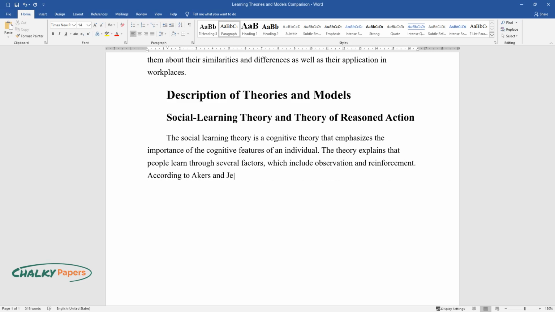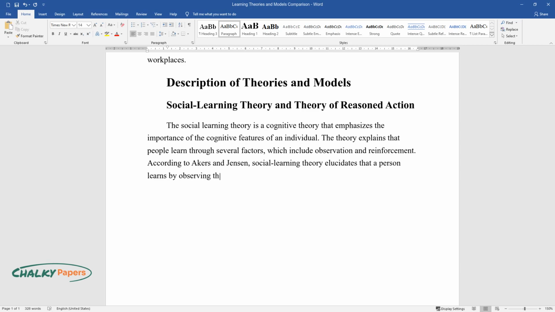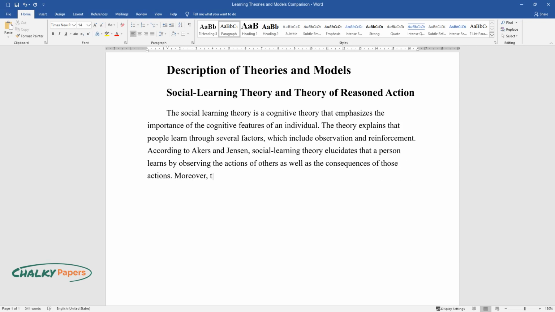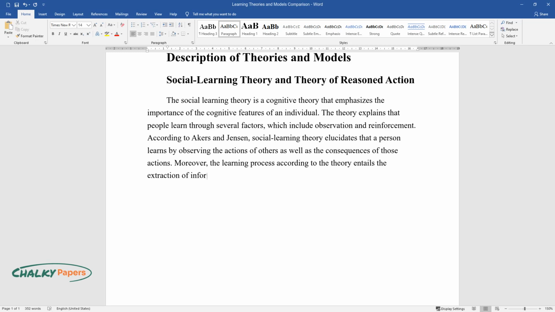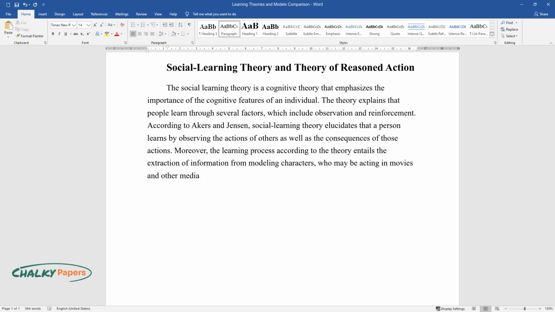According to Akers and Jensen, social learning theory elucidates that a person learns by observing the actions of others as well as the consequences of those actions. Moreover, the learning process according to the theory entails the extraction of information from modeling characters, who may be acting in movies and other media.